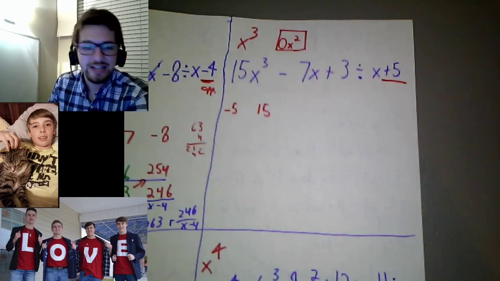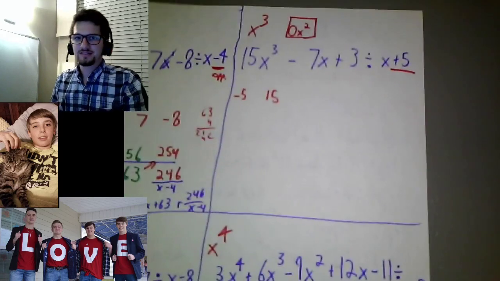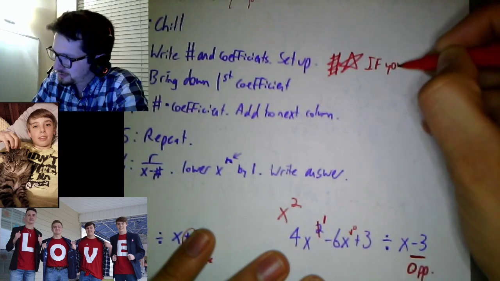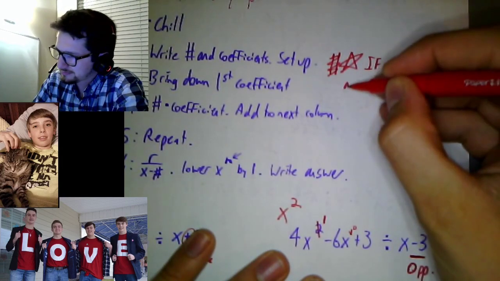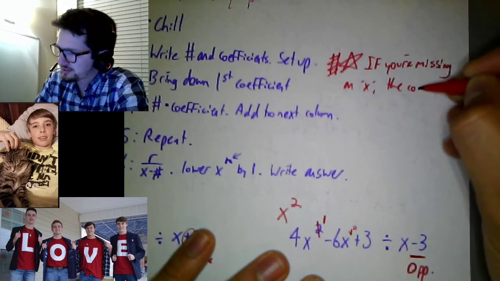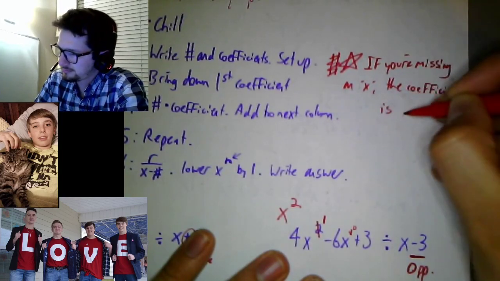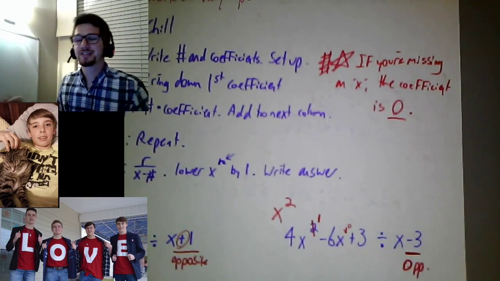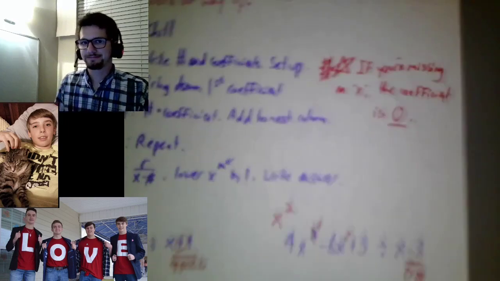So a rule that we should add to our steps is, I'm going to flip the page, if you're missing an x, the coefficient is 0. Okay? Pause the video if you need to finish writing that. I'm going to move on.